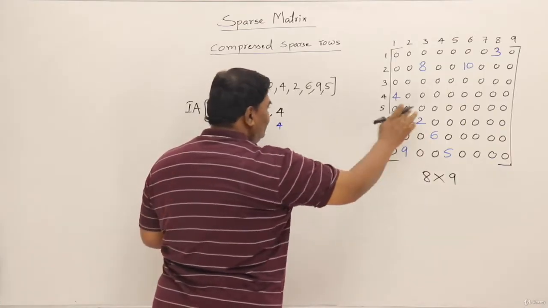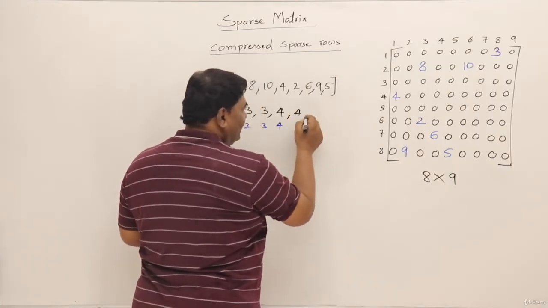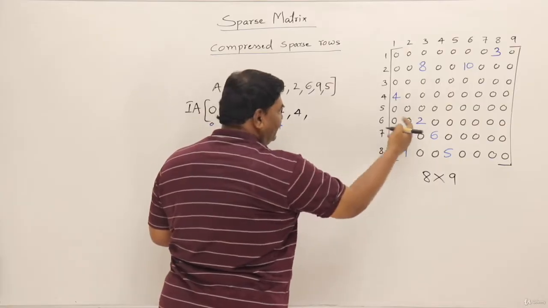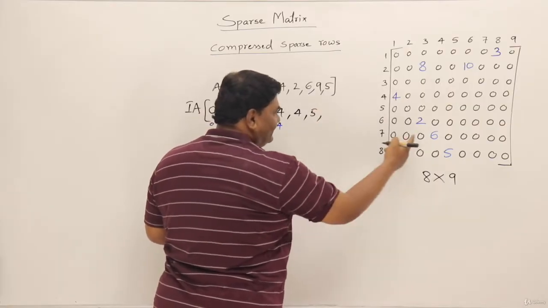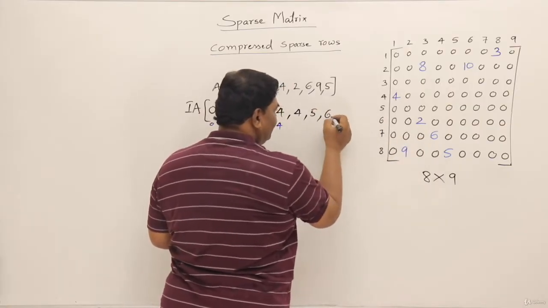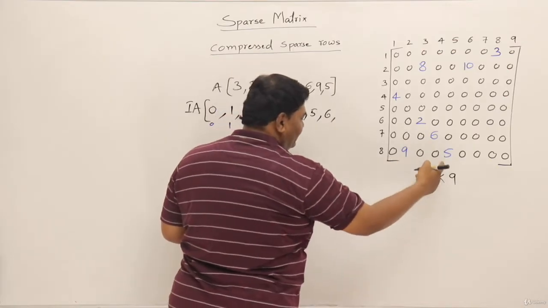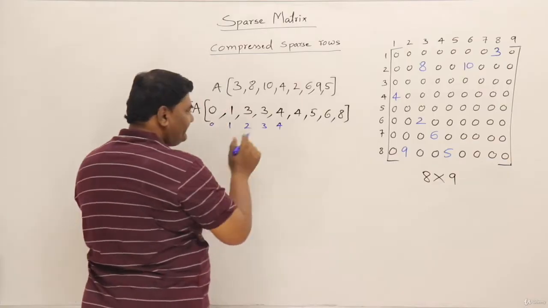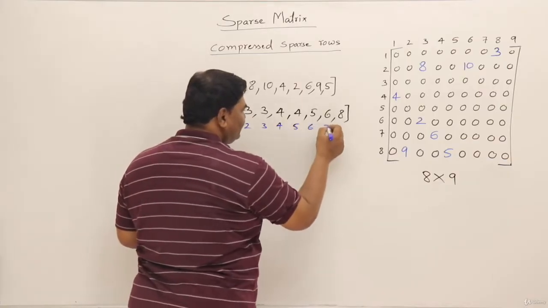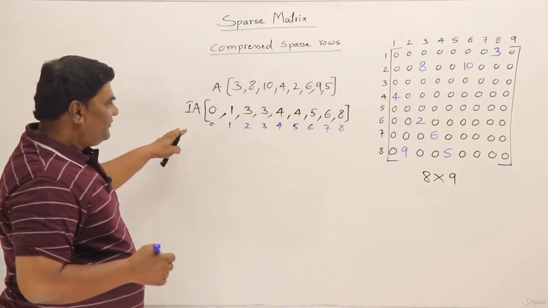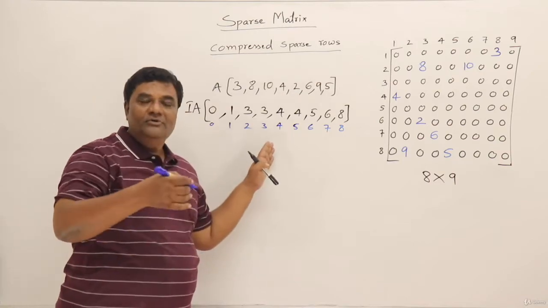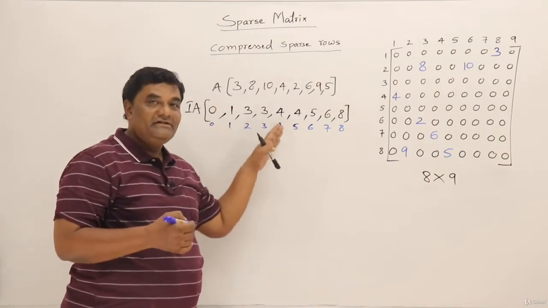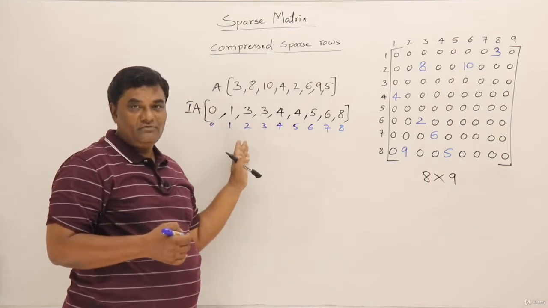Then in the fifth row there are no elements, so let it be 4 only. Then in the sixth row there is 1 element, so this will be 5. Then in the seventh row there is 1 element, then it will be 6. In the eighth row there are 2 elements, then this will be 8. So this is for the fourth row, fifth, sixth, seventh, and eighth. So every row will contain the number of its own elements plus the value in the previous row.